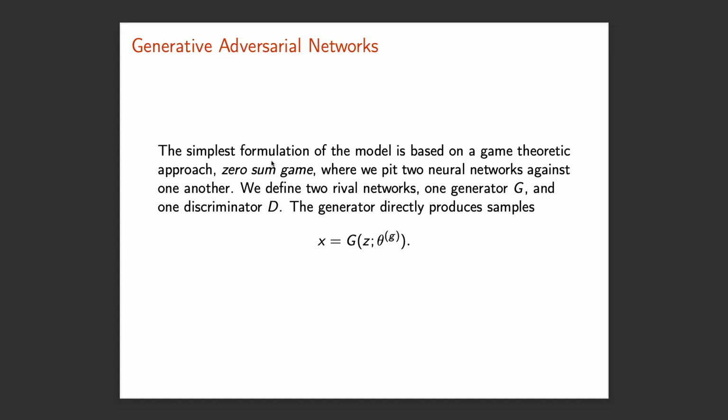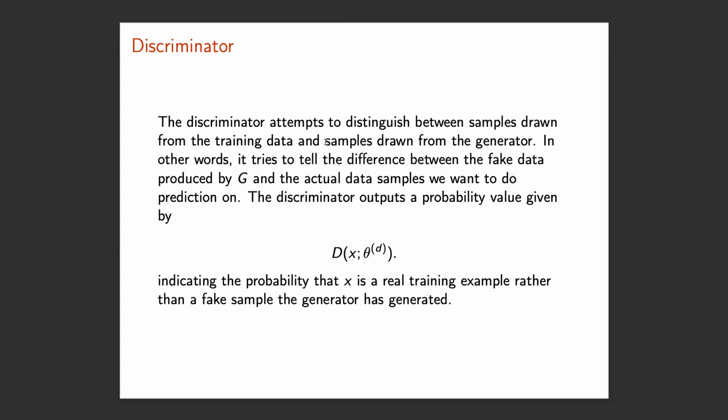Then the simplest formulation of the model, and this is what Goodfellow actually formulated, is a game-theoretic approach, a zero-sum game, where you pit two neural networks against one another. You define two neural networks, one generator and one discriminator, and the generator directly produces samples. So this Z here could be your latent variable. The discriminator attempts to distinguish between the samples drawn from the training data and samples drawn from the generator. So it tries to tell the difference between the fake data produced by G and the actual data samples we want to do predictions on.